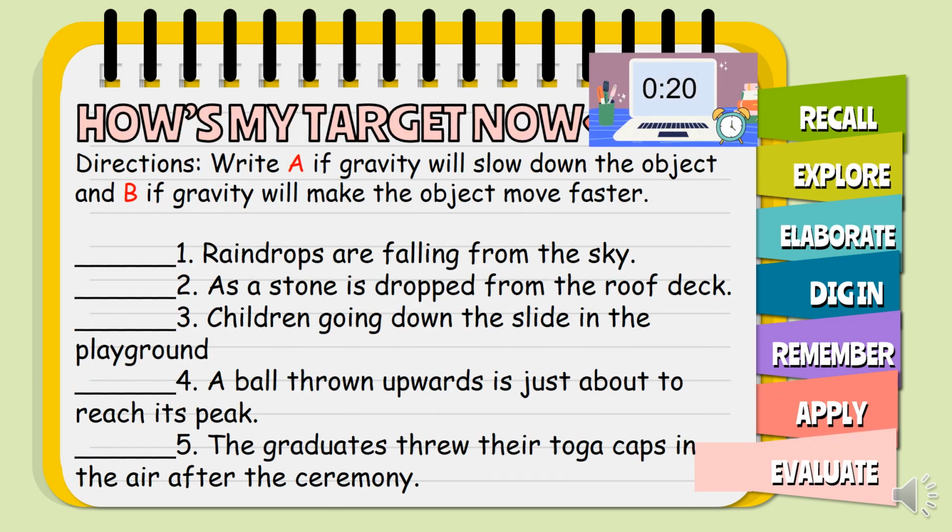Let us see if you fully understood the lesson. Directions. Write A if gravity will slow down the object, and B if gravity will make the object move faster. Number 1. Raindrops are falling from the sky. Number 2. As a stone is dropped from the roof deck. Number 3. Children going down the slide in the playground. Number 4. A ball thrown upwards is just about to reach its peak. And number 5, the graduates threw their toga cups in the air after the ceremony. Timer starts now.